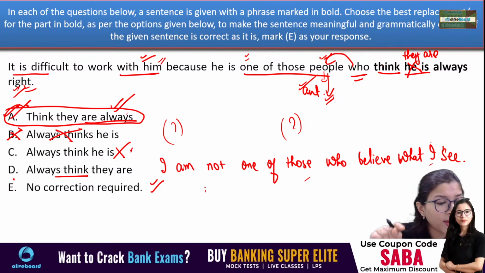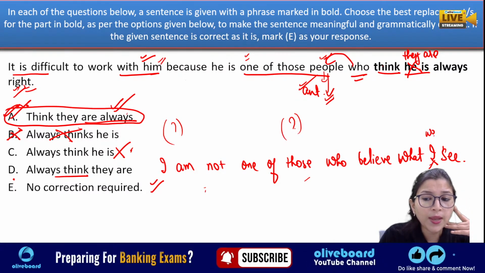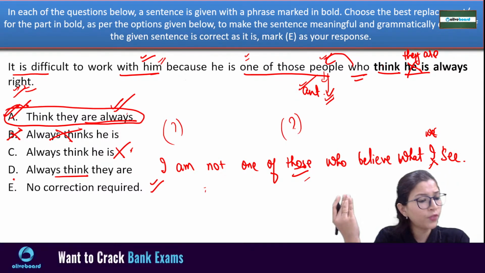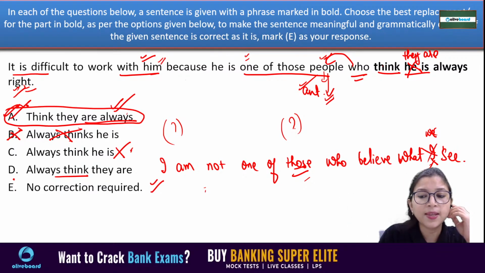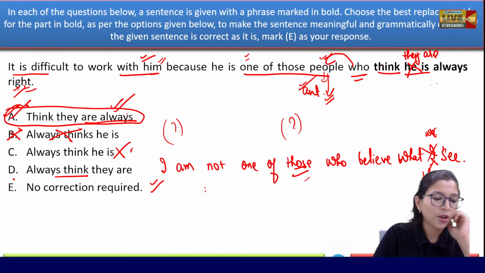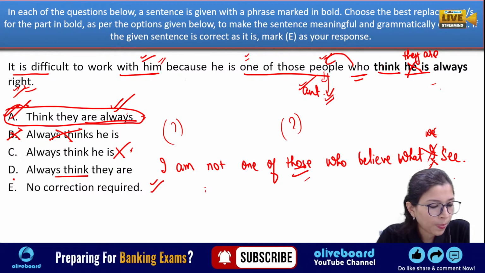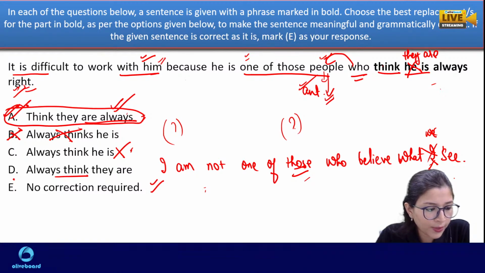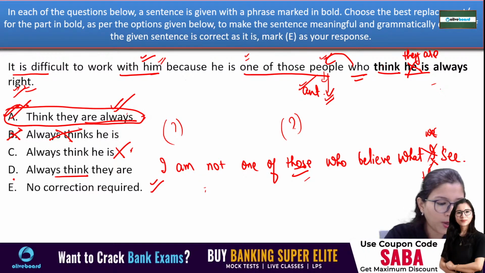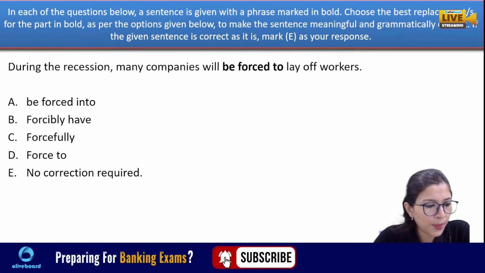That is, I am not like those people who believe what I see, or what they see. What they see, neither I nor we. The antecedent is those, that I am not like those people who believe whatever they see. I'm not one of them. So those who believe what they see, not I see. Okay. So the same is the concept here. Who think they are always right. So that is the concept here. I hope now it is clear to everyone. Antecedent is people, so it will be they. Got it, guys? I hope it is clear to everyone. Next, what they see. This one is simple.